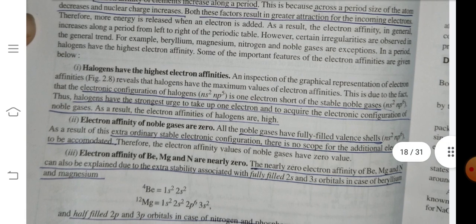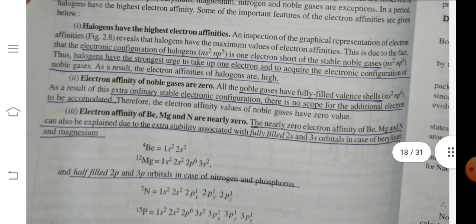This is due to the fact that the electronic configuration of halogens is ns2np5, that is one electron short of the stable noble gases. Thus, halogens have the strongest urge to take up one electron and to acquire the electronic configuration of noble gases. As a result, the electron affinities of halogens are high.